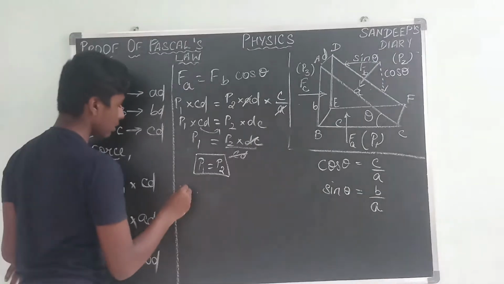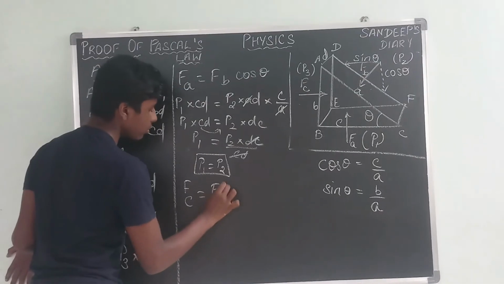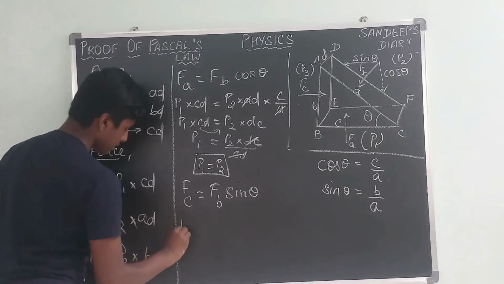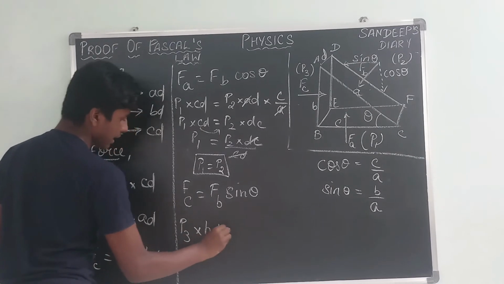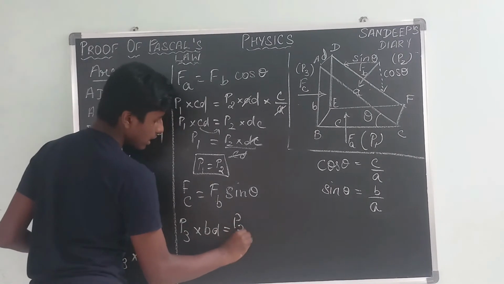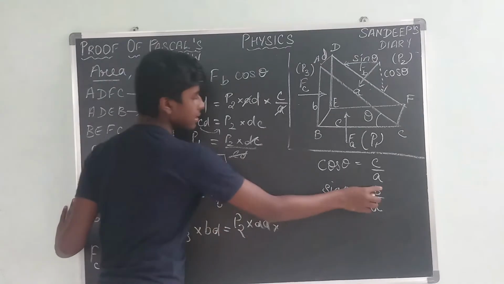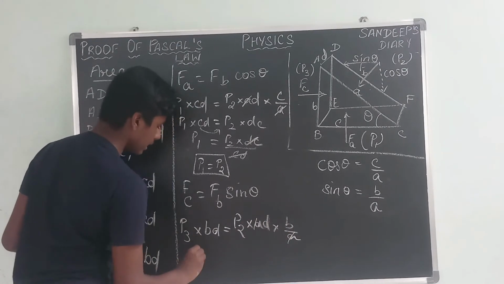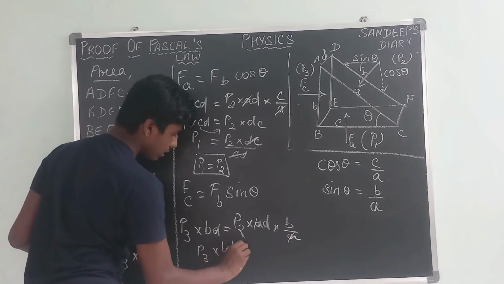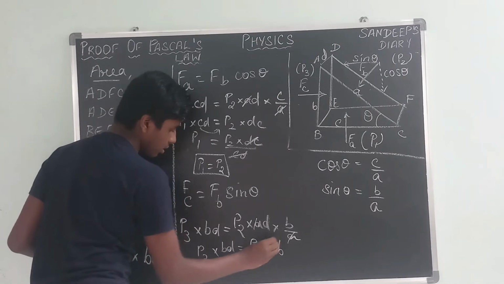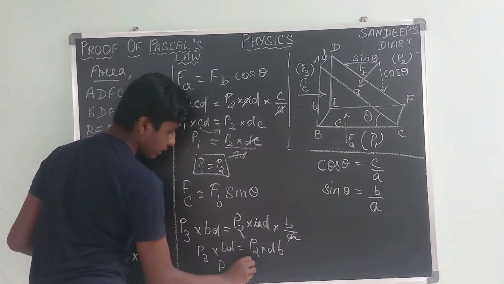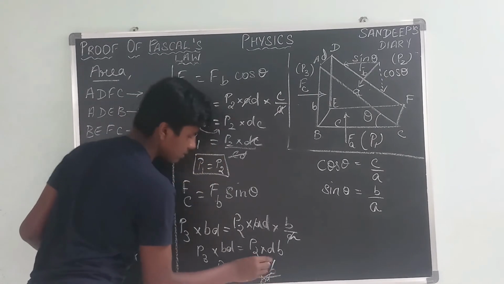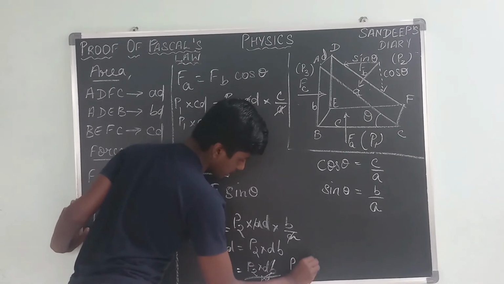Next, moving on to the second equation. So it is FC is equal to FB sin theta. Next, FC we know it is P3 into BD. Next, FB also we know it is P2 into AD. Next, sin theta is B by A. Next, this A and this A will be getting cancelled. So P3 into BD is equal to P2 into DB. So P3 is equal to P2 into DB by BD, right? This and this will be getting cancelled. So P3 is equal to P2.